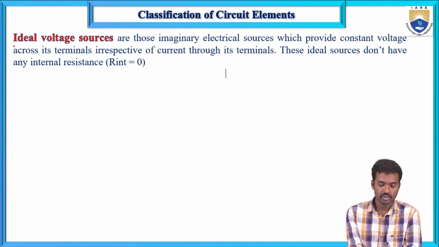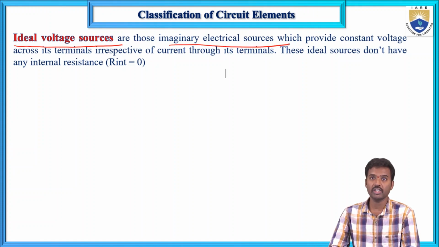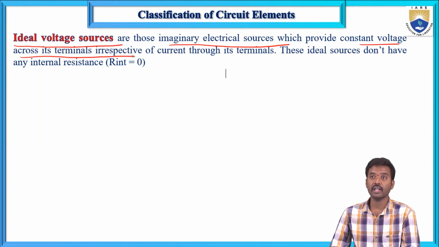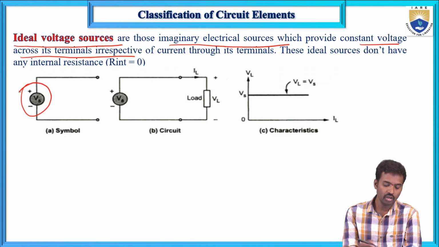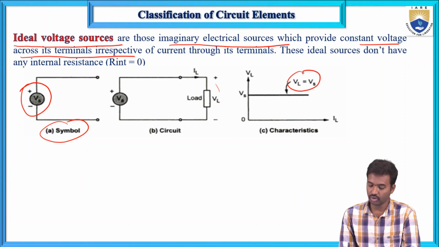Now here, the ideal voltage source means an imaginary electrical source which provides a constant voltage across its terminals irrespective of the current through its terminals. These ideal sources don't have any internal resistance. Ideal voltage source internal resistance is 0. This is the ideal voltage source symbol, a voltage source with plus and minus. If you connect the load, current flows, and the voltage source value and the load voltage value are the same.